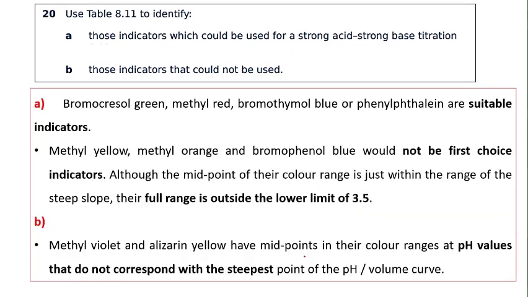So that's how we can write that bromocresol green, methyl red, bromothymol blue, and phenolphthalein are the suitable indicators. Methyl yellow, methyl orange, and bromophenol blue will not be first-choice indicators because they are not in the exact range. Their lower limit is less than 3.5. And then methyl violet and alizarin yellow will not be used as indicators because they do not come at the steepest, sharp line. Their pH is above the sharp line.